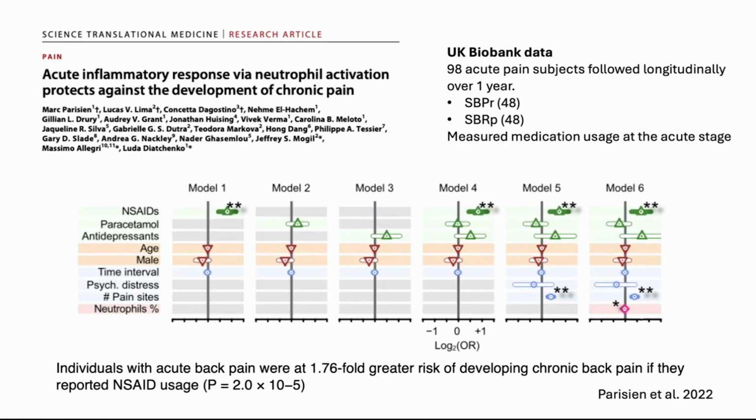So in this data set, patients didn't actually report pain intensity, but they did report the number of pain sites, which the authors used as a control for pain itself. Because as you can imagine, patients with higher pain might also be the ones taking more NSAIDs. And what they found was that patients taking NSAIDs in the acute stage had almost double the likelihood of developing chronic pain 1 year later.